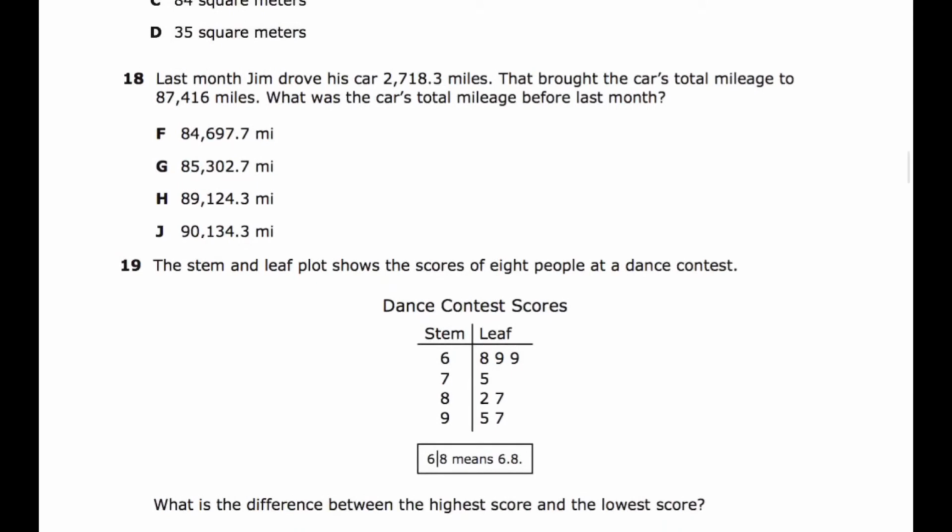Number 18, last month Jim drove his car 2,718 and 3/10 miles. That brought his total mileage to 87,416 miles.